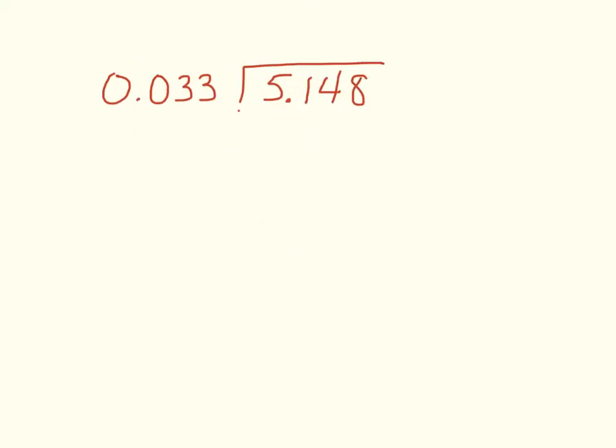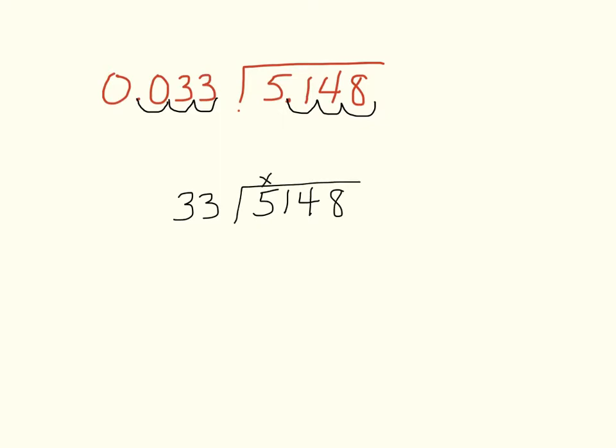So here we're going to move our decimal point over 1, 2, 3. So we need to move this one over 1, 2, 3. I'm going to rewrite it to make it easier to do the problem. 33 doesn't go into 5, but it will go into 51. And I think 3 goes into 5 one time. 1 times 33 is 33. I'm going to subtract, and I get 18.